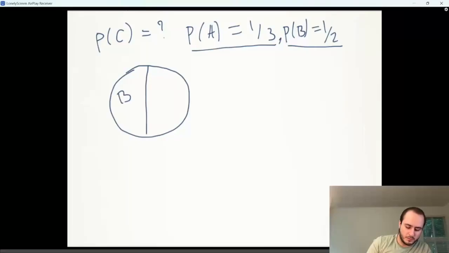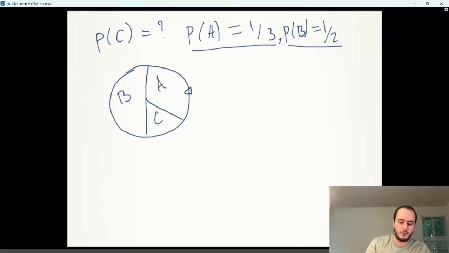So we have region B right here. Region C right here, right? Sorry. Region A and region C right here, right? Right.